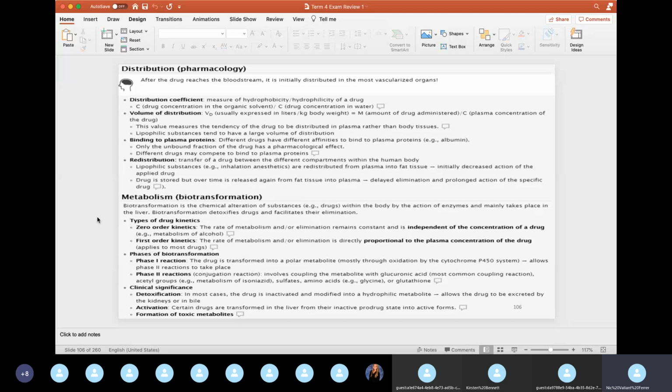You always alkalinize the urine if I have an overdose in acidic drugs. For example, aspirin. How about if I have basic drugs? What am I going to do with the urine to excrete it?